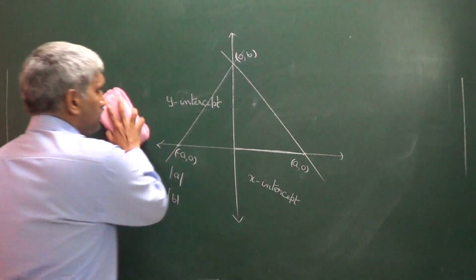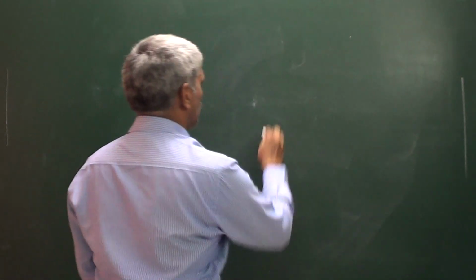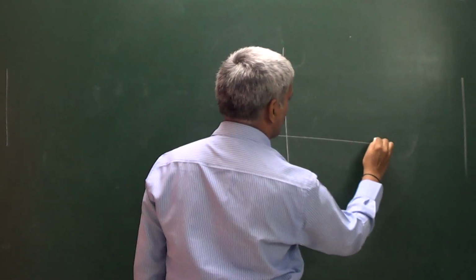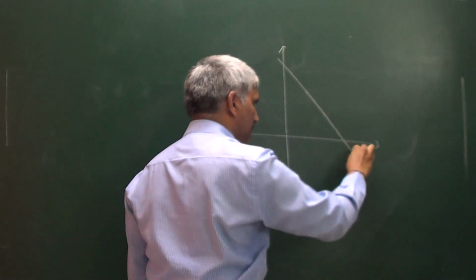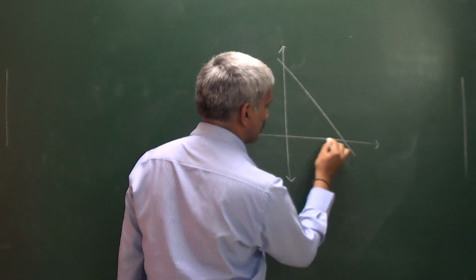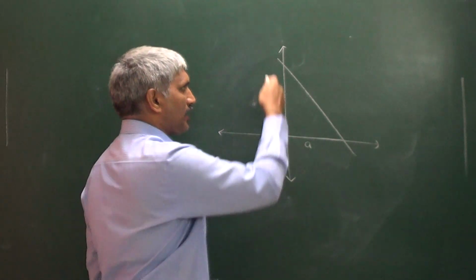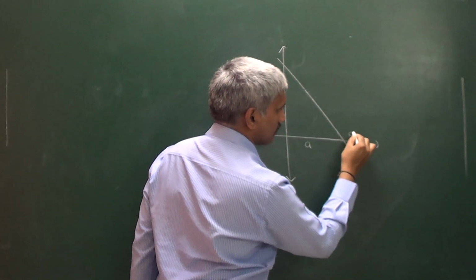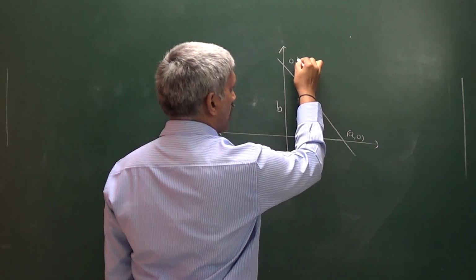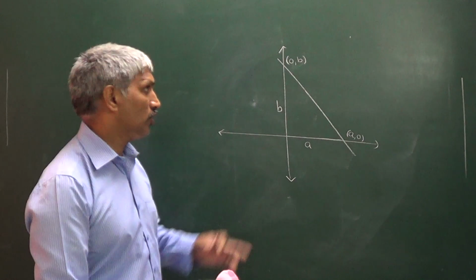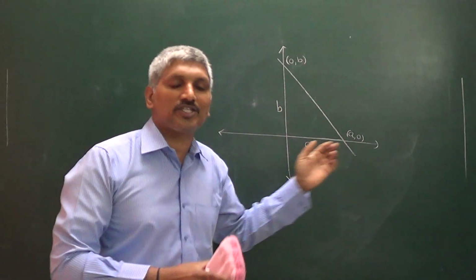But if you know the x-intercept and y-intercept, how do you find the equation of a line? We want to find the equation of a line whose x-intercept is given as a and y-intercept is given as b. We know this point is (a, 0) and this point is (0, b). When we know two points, how do we find the equation of a line?